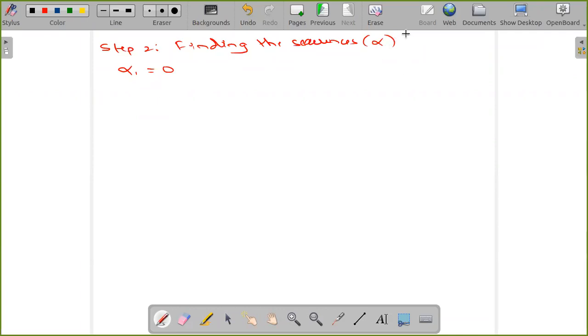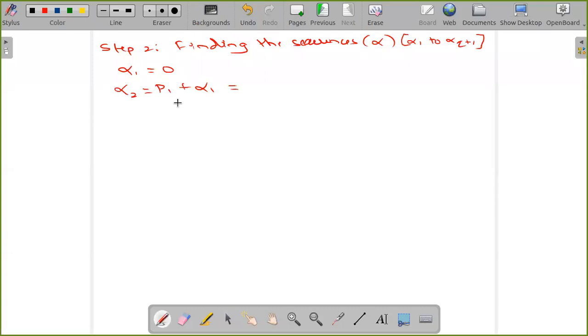How many alpha values do I need to find here? Alpha 1 to alpha q plus 1, where q equals the number of probabilities. Total we have 5 probabilities, so I want to find alpha 1 to alpha 6. Therefore alpha 2 equals P1 plus alpha 1, or else I can say M1 plus alpha 1.